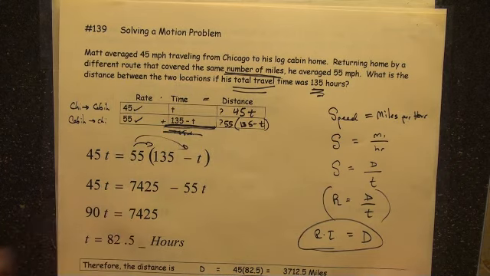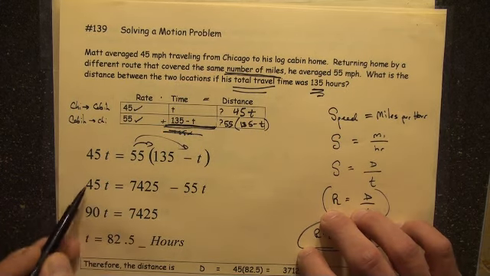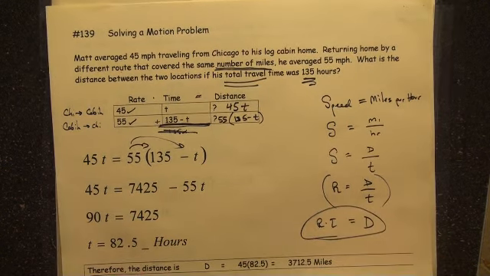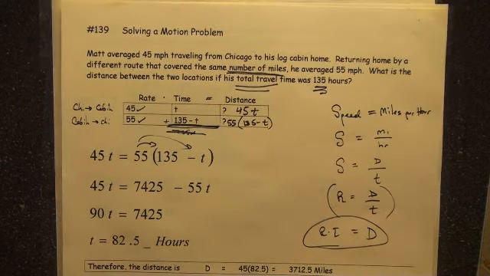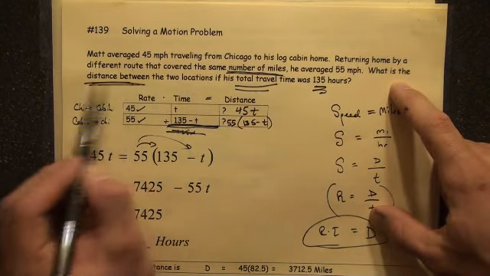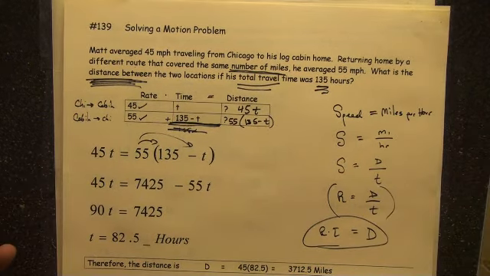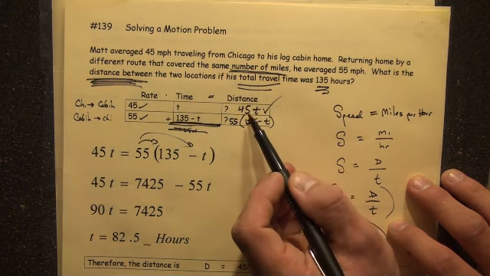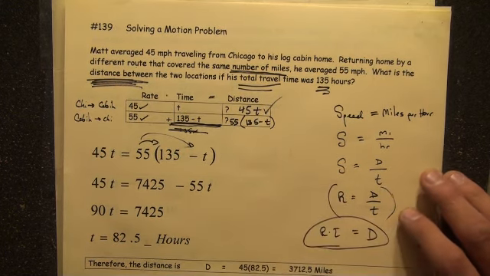We go ahead and distribute the 55. There you go. And we add the 55t to both sides. Divide by 100, 82.5. And then what does it say? Find the distance between the two locations. Well, this gives us the hours that were traveled to and from. So what we need to do here is plug in 82.5 for t, and we should be in good shape.